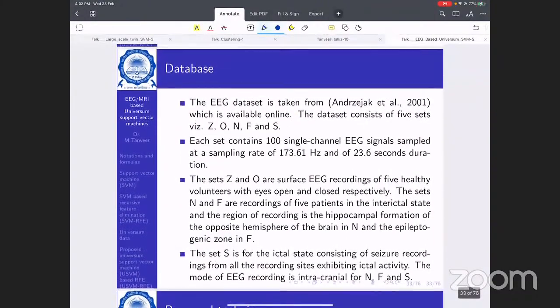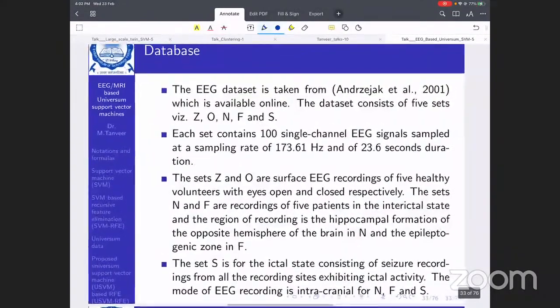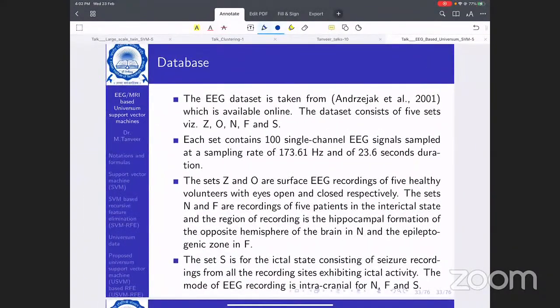Some information about the data set. The EEG data set is taken from Andrzejak, which is available online. There are 5 sets: Z, O, N, F, and S. Each set contains 100 single channel EEG signals sampled at a rate of 173.61 hertz and of 23.6 second duration. Sets Z and O are surface EEG recordings of 5 healthy volunteers with eyes open and closed respectively.